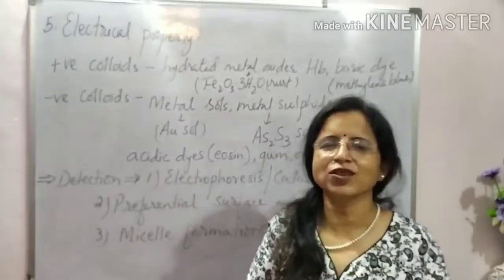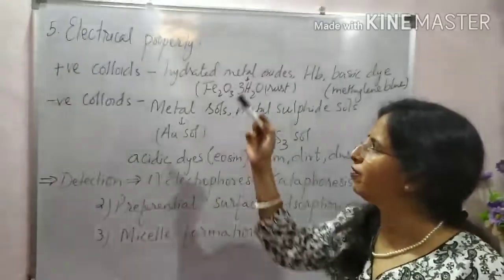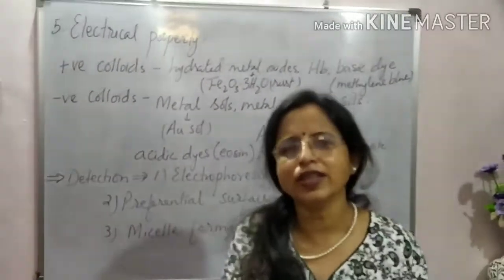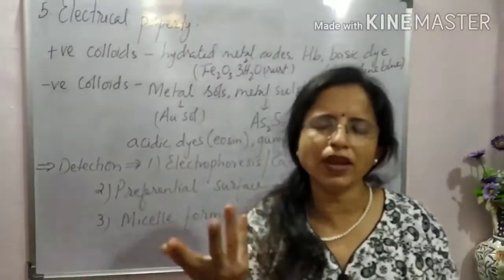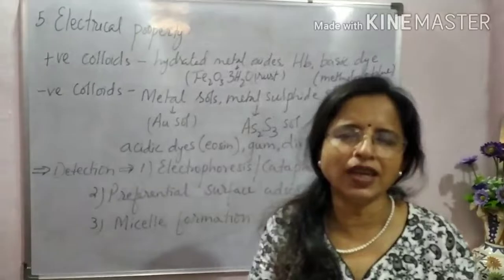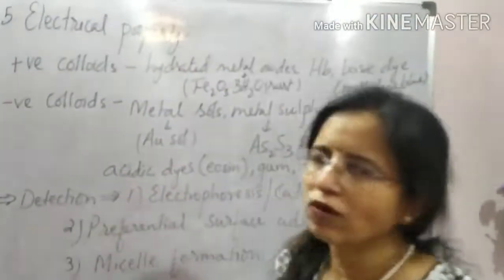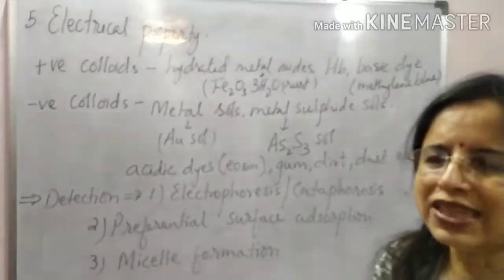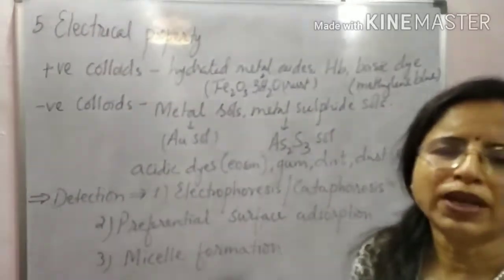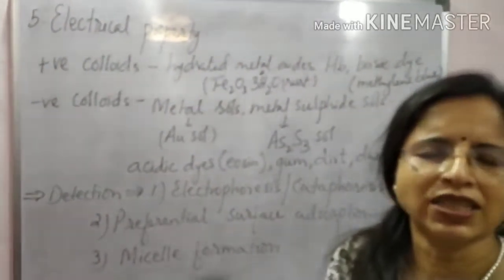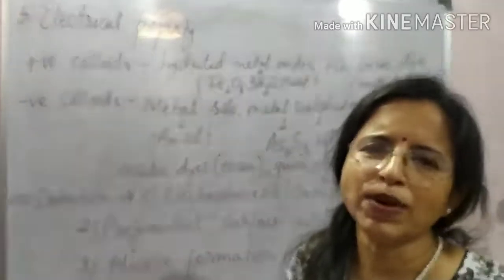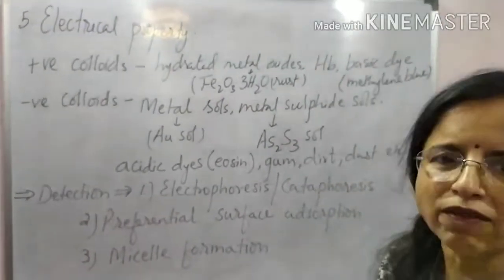So let us go to the next property, that is the fifth property of a colloidal system. This property is very important because we study to detect this property by various methods. So the property is the electrical property of colloidal system. As stated earlier, colloidal particles are always charged. They may be positively charged particles or they may be negatively charged particles.